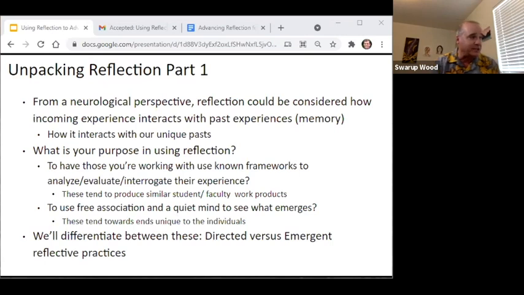All right, and so next, Dan's going to unpack reflection in a different way by distinguishing different phases of reflection and highlighting attitudes that will help make reflection productive.